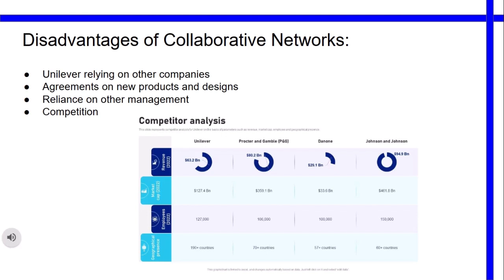And then another aspect is disagreements with new products and designs. It would be very difficult for both parties to be 100% satisfied with the outcome. This could then cause conflict between Unilever and then the other business or company that they are working with.